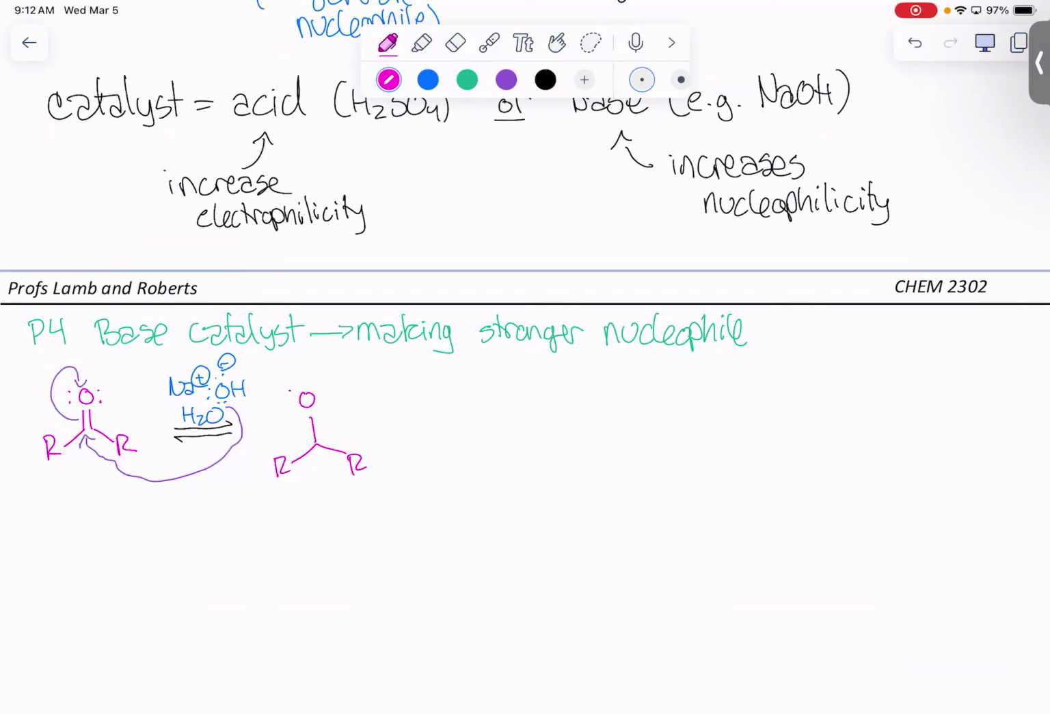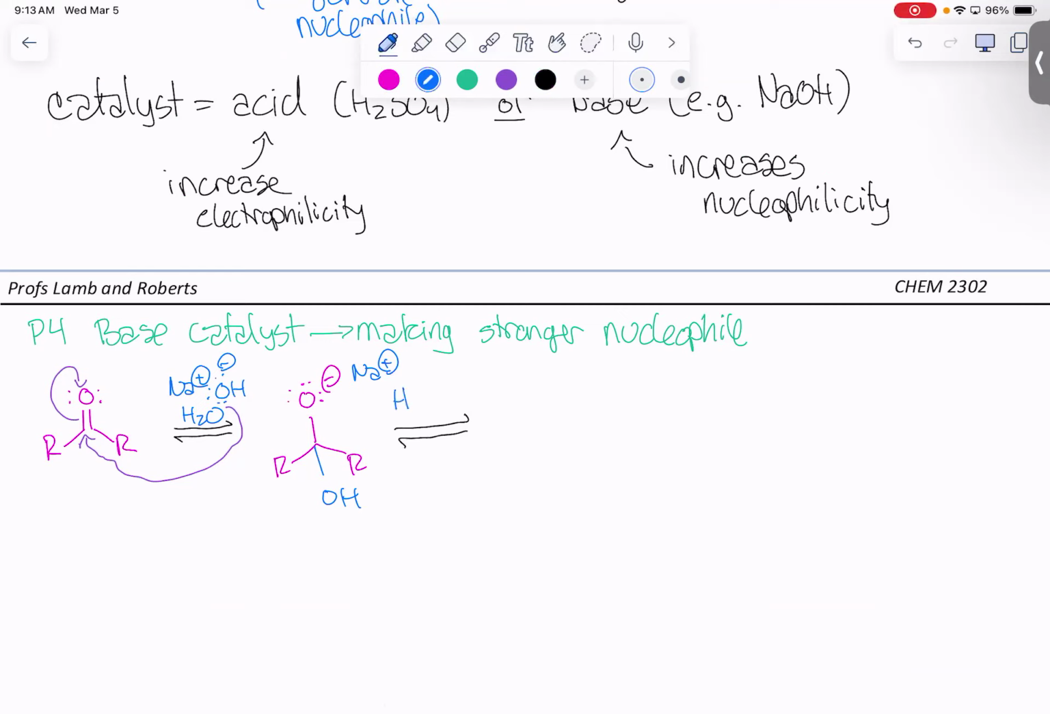All right, so that gives a negatively charged oxygen. We can use sodium as our counterion here. And then we have our hydroxide that has added in and made a carbon-oxygen bond. So we know it's okay to have a negatively charged species here because we're under basic conditions. If we're under acidic conditions, we're not going to want to see too many of those negatively charged species.